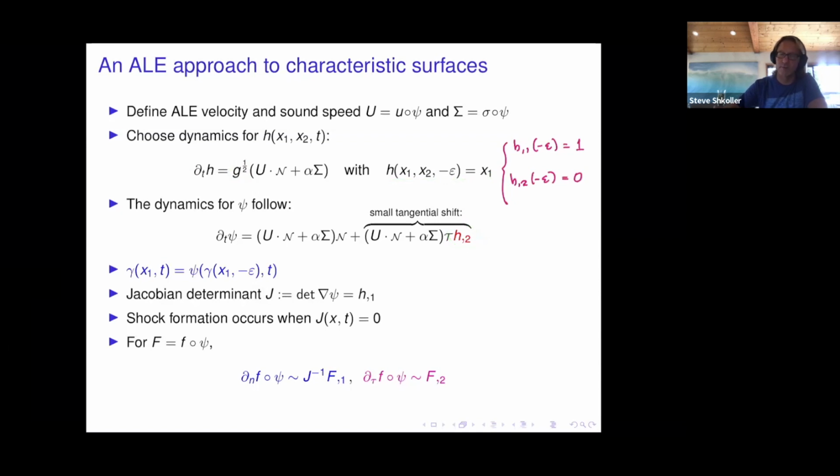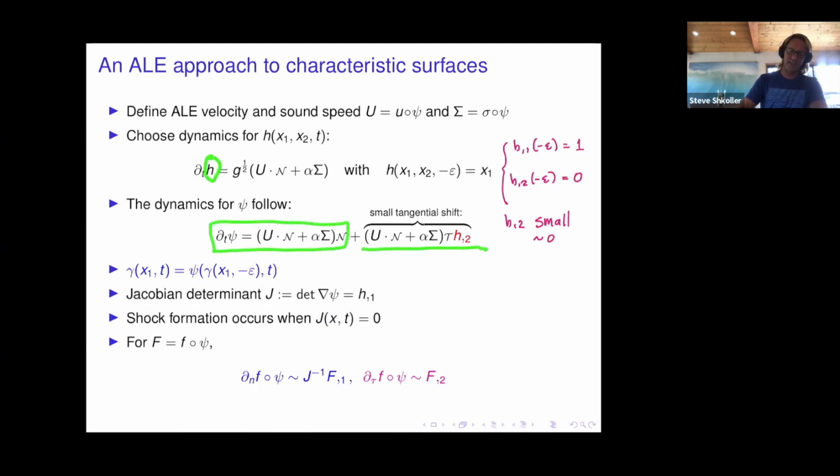And you'll see I put this h comma 2 in red here. Whenever you see h comma 2 in any formula, you can think of it as being extremely small and hence 0, if you like, as a first approximation. And as I said, you choose the dynamics of this height function in such a way that the surfaces now move with the correct normal velocity, and there's this small tangential shift, which doesn't really change very much. And what we've won is we no longer have to deal with the two-component system, eta 1, eta 2.